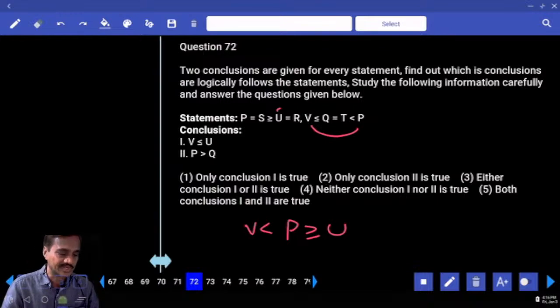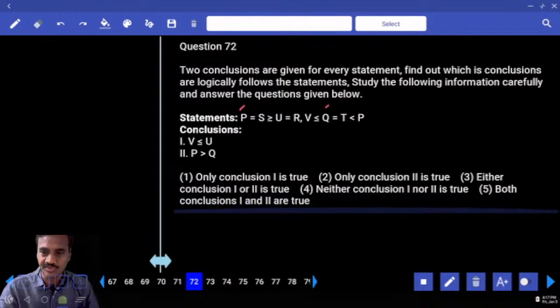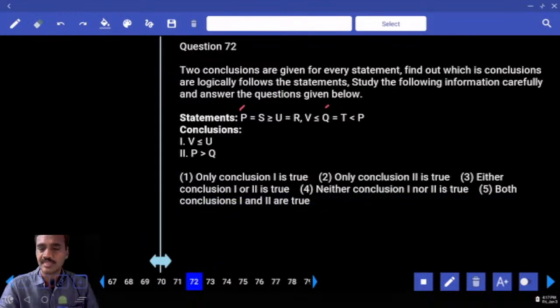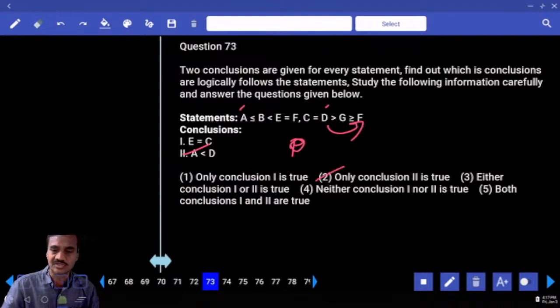No. Then coming to the next one, P and Q. P is here and Q is here. Which element is common? No. P, S, U, R. Which one is common? Now P is common, P to Q. Here Q less than P. Q less than P means P greater than Q. Only 2 follows, choice 2, question 72.